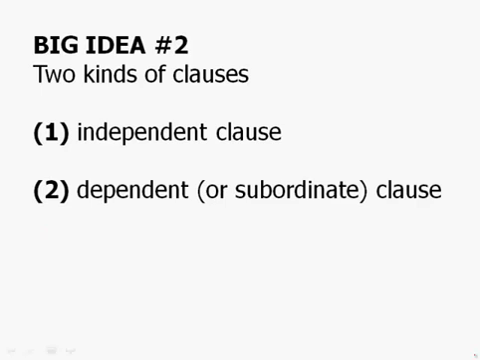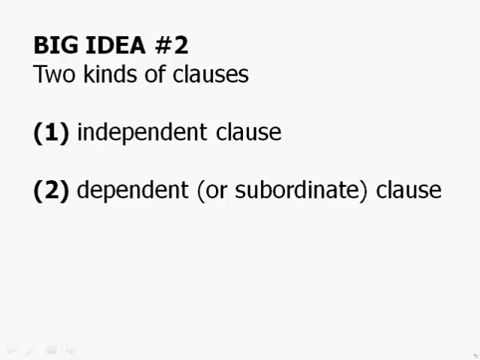Big idea number two, there are two kinds of clauses, independent clauses and dependent clauses. An independent clause can stand on its own as a complete sentence. And in fact, any sentence that simply has one noun and one verb in it, that entire sentence is an independent clause.